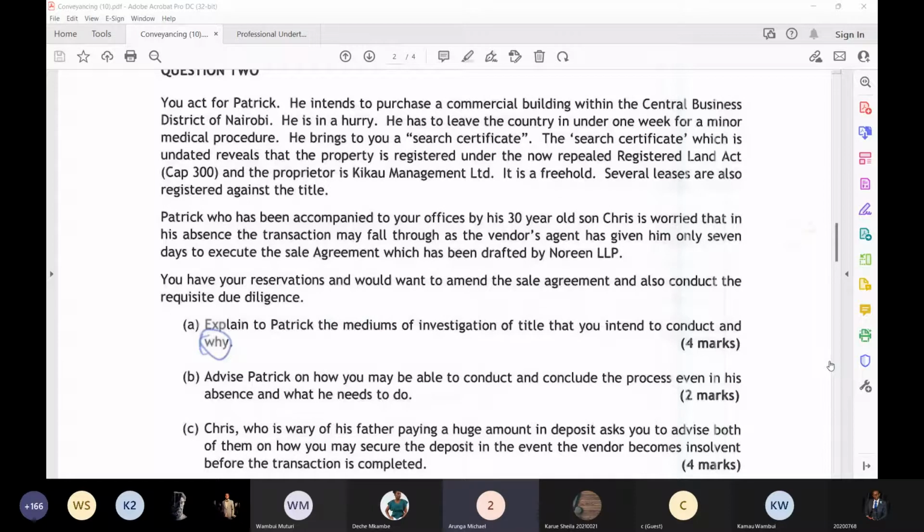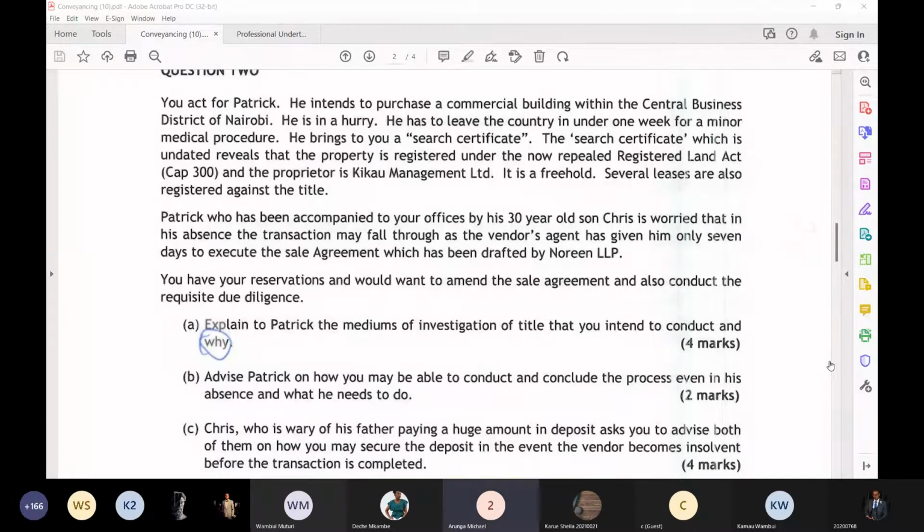Patrick, who has been accompanied to your offices by his 30-year-old son Chris, is worried that in his absence, the transaction may fall through as the vendor's agent has given him only 7 days to execute the sale agreement, which has been drafted by Noreen LLP. You have your reservations and will want to amend the sale agreement and also conduct the requisite due diligence. A, explain to Patrick the mediums of investigation of title that you intend to conduct and why.